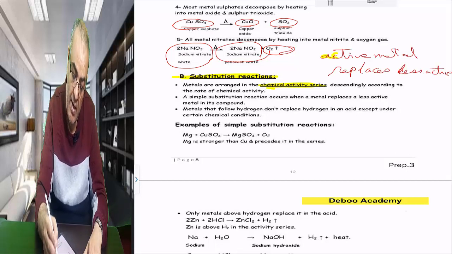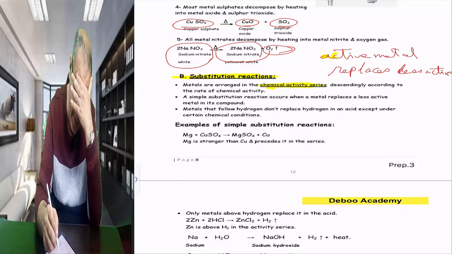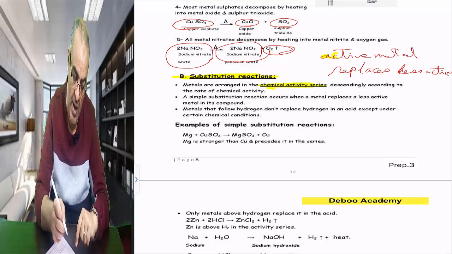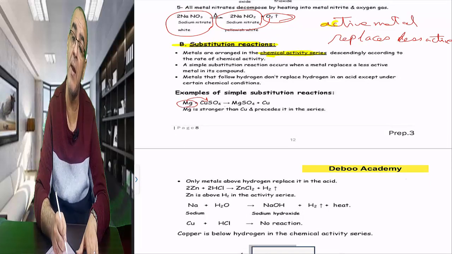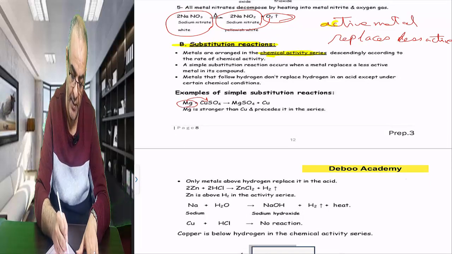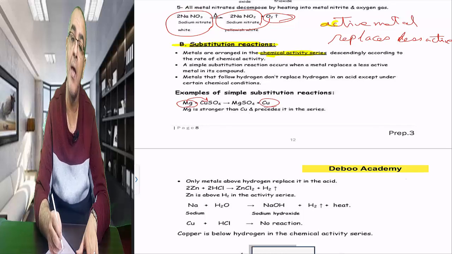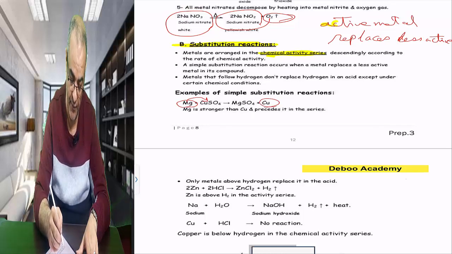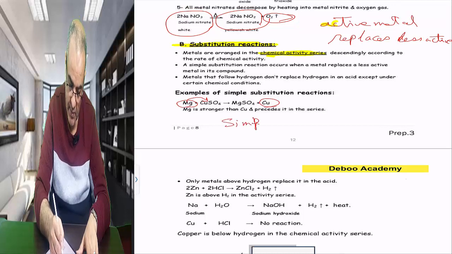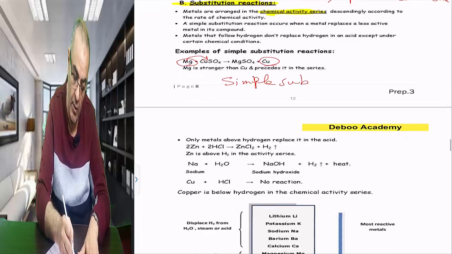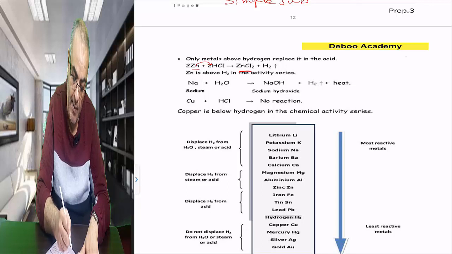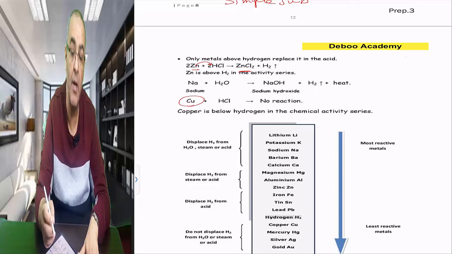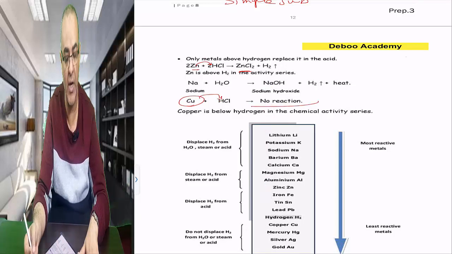Chemical reactivity series: here the active metal replaces the less active one. As we see here, magnesium is more active than copper, so it will replace copper and take its position to give magnesium sulfate. We call it simple substitution. Here also, Zn is more active than hydrogen, so it will replace it. But copper is less active than hydrogen, so it gives no reaction.